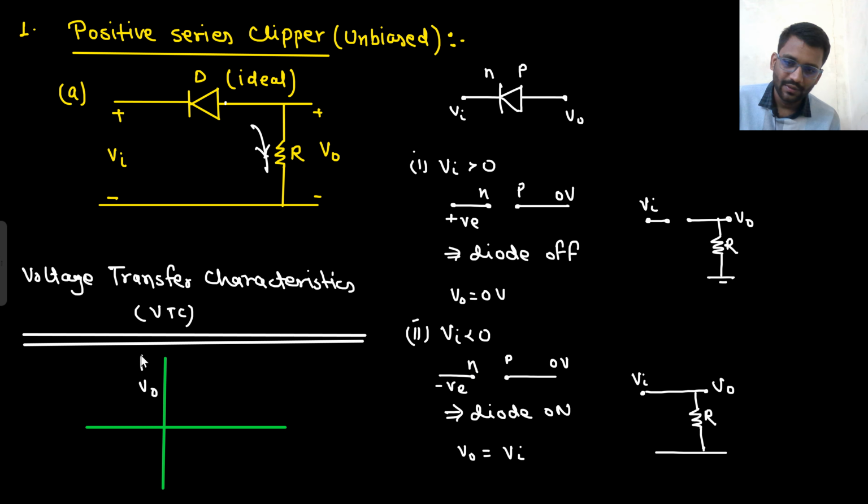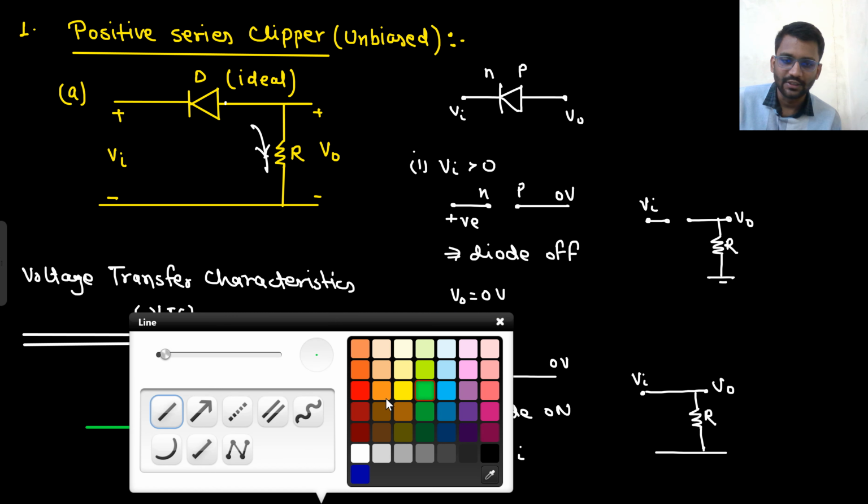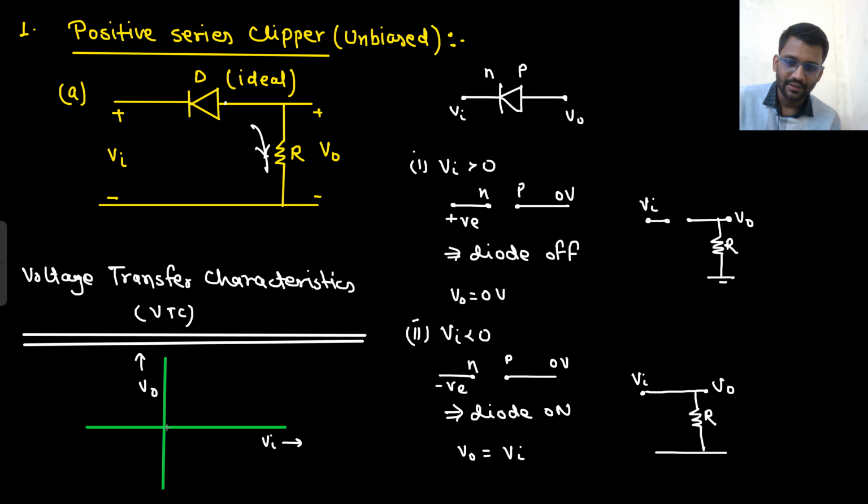This is your V0, your Vin. So when Vin is greater than 0, that means this part. Vin less than 0, that means this part. So Vin greater than 0, we are talking about this part only. So the output is 0 volt. For Vin less than 0, output is equal to Vin.